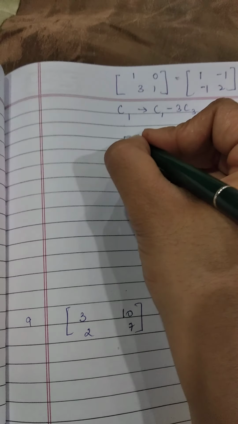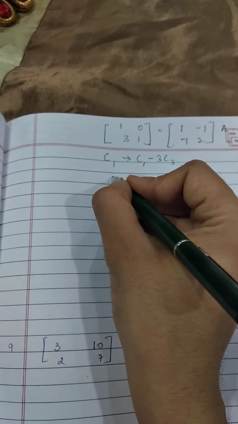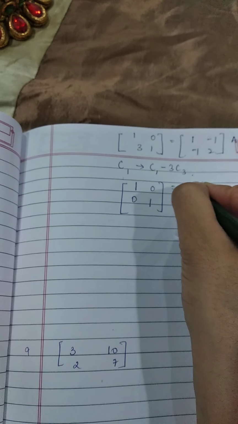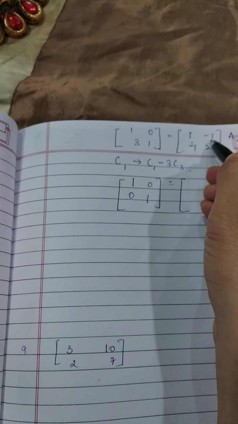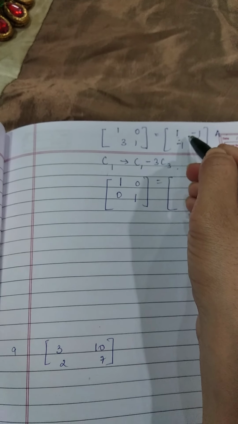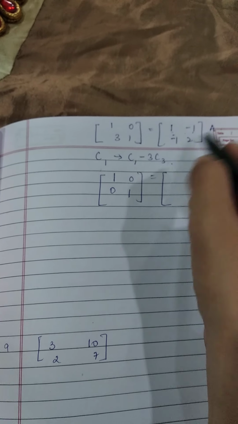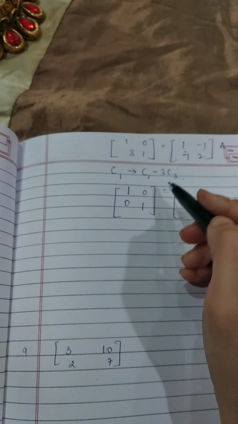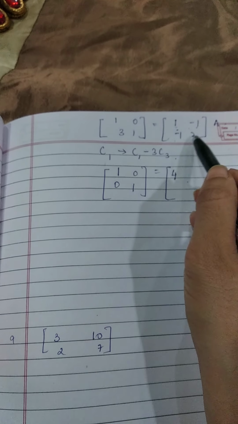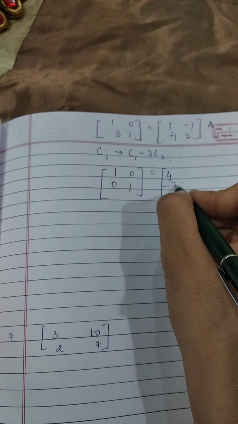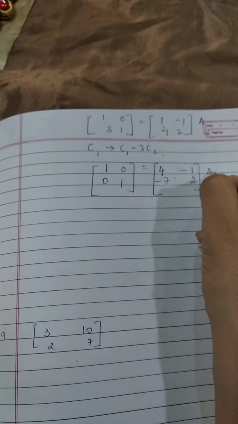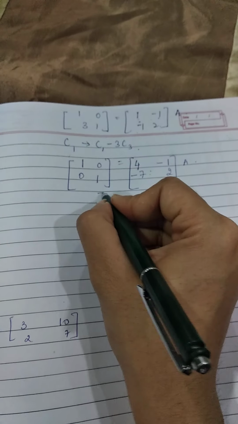So we have C1 minus 3C3. So we have 1, 0, 0 and 1, and this is C1 minus 3C3. So we have 1 minus 3, so this becomes 4. C1 minus C3, that is 1 minus 1 minus 6, so that is minus 7. This is minus 1 and this is 2 and this is A. So this is the identity matrix.